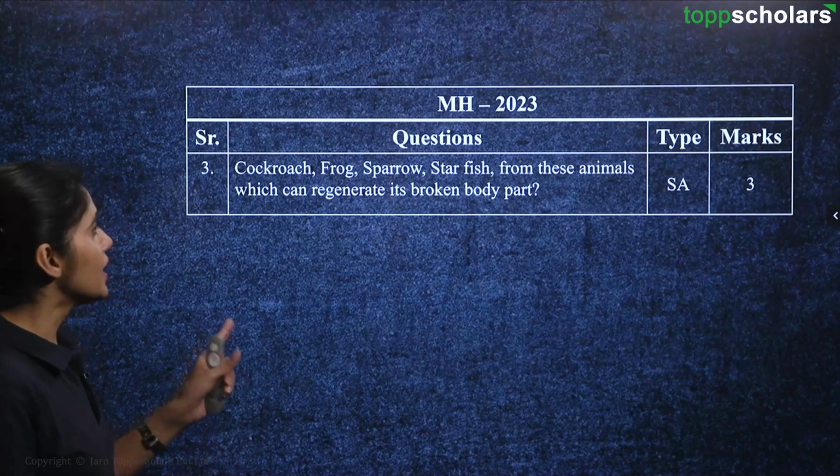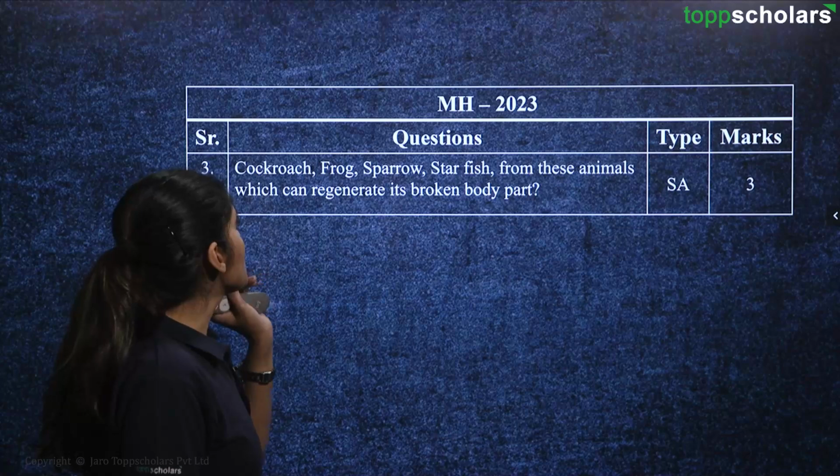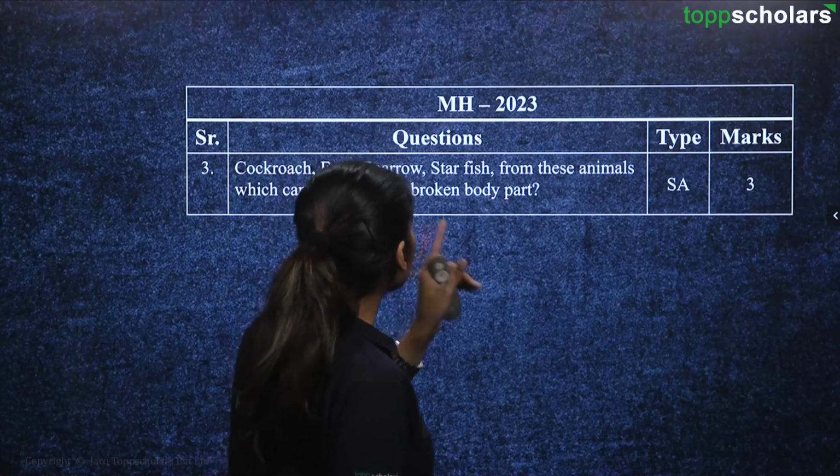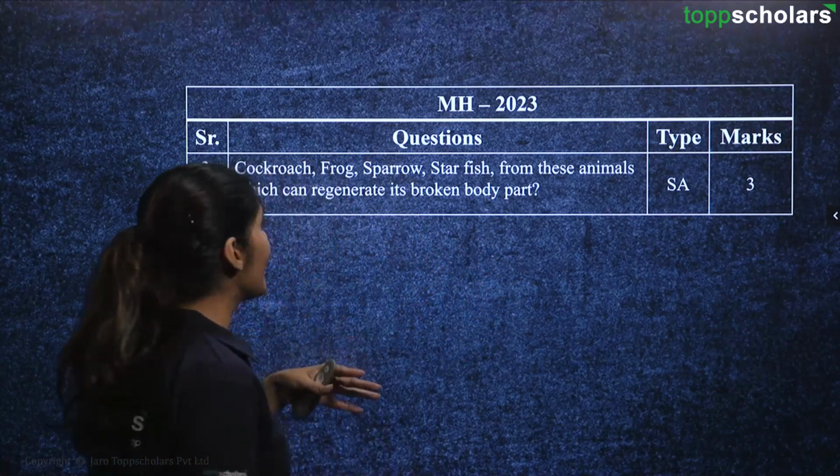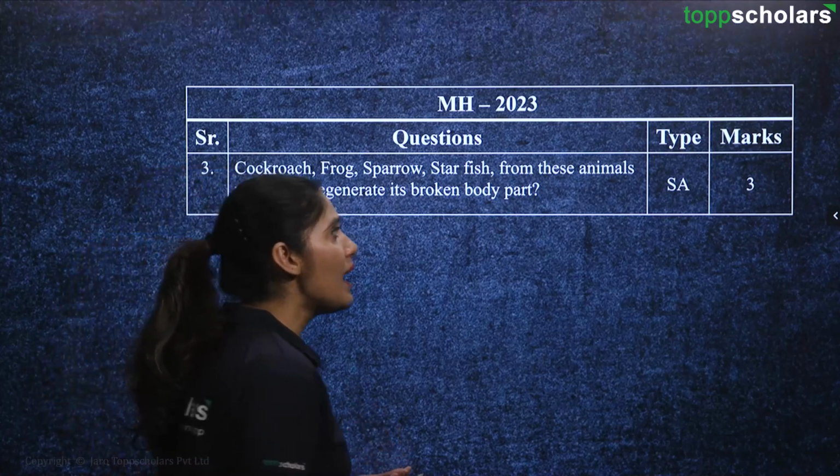Now, let's move on to the next question. Here we have cockroach, frog, sparrow, starfish. From these animals, which can regenerate its broken body part?